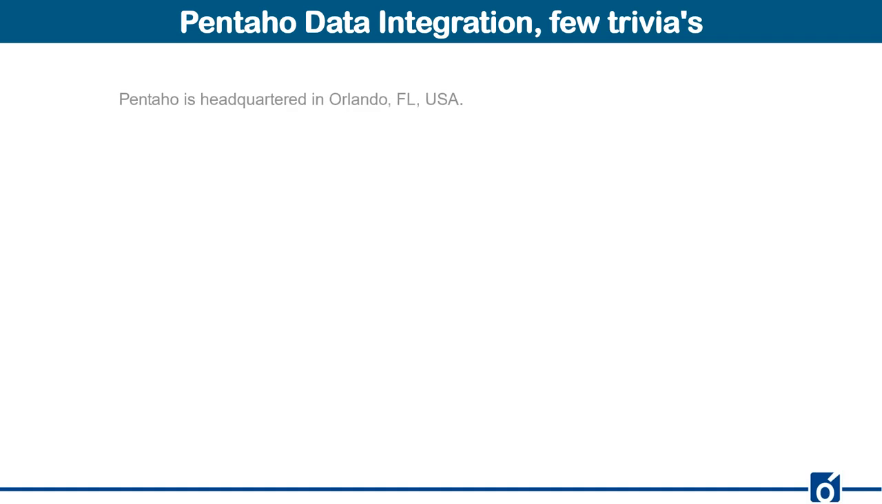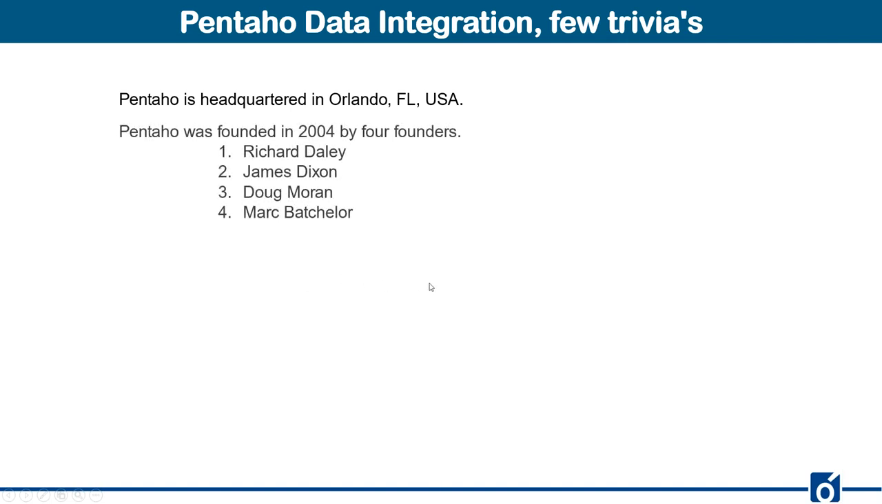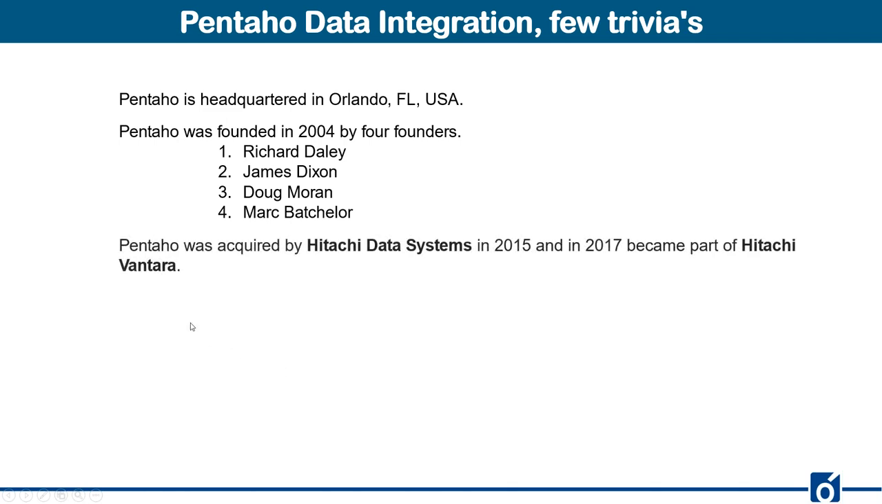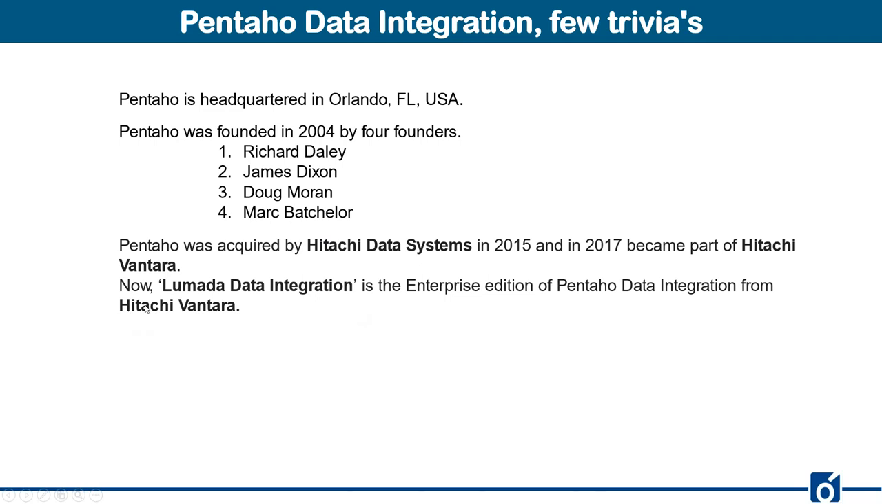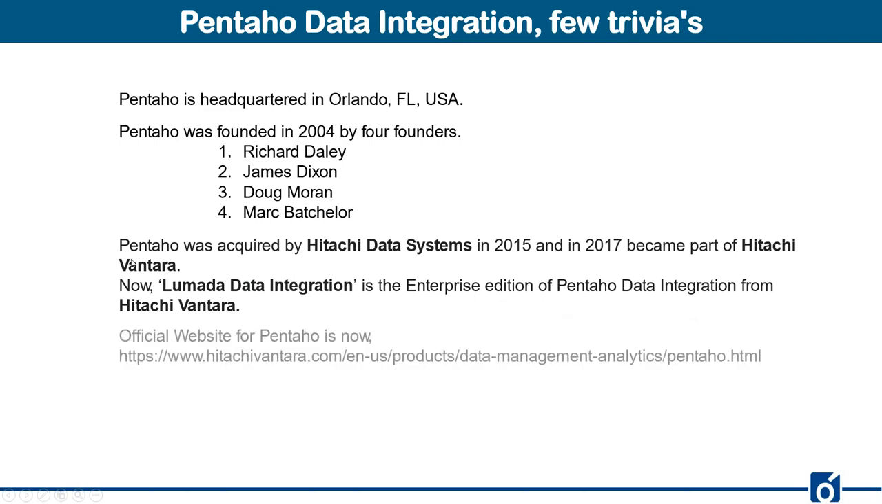A few trivia. So what are those? Where is the headquarters? Orlando, USA. Who founded it and when? Pentaho was founded in 2004, and these four chaps are the founders of Pentaho. In 2015, Hitachi Data Systems acquired Pentaho. In 2017, it became part of Hitachi Vantara. Now, Lumada Data Integration is Pentaho Data Integration, the enterprise version of Pentaho Data Integration from Hitachi Vantara. The official website for Pentaho is now this one, right?